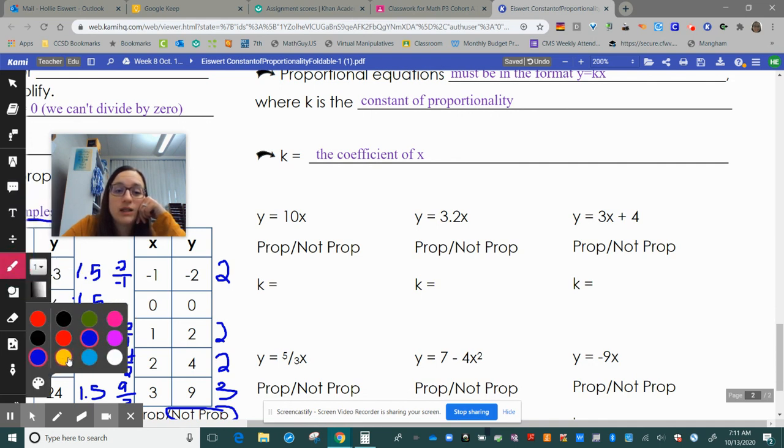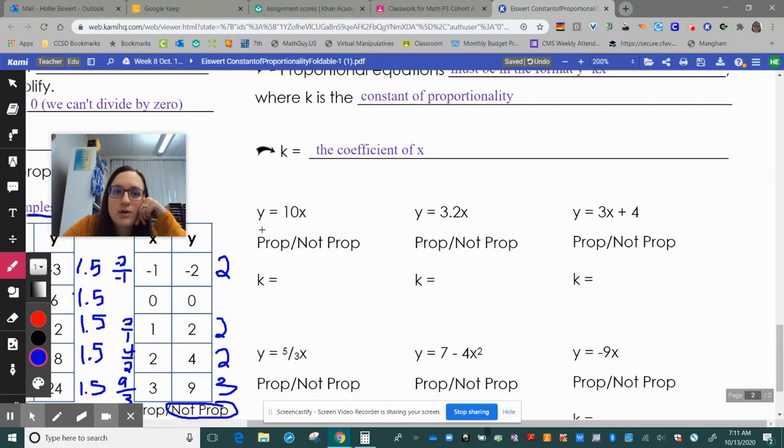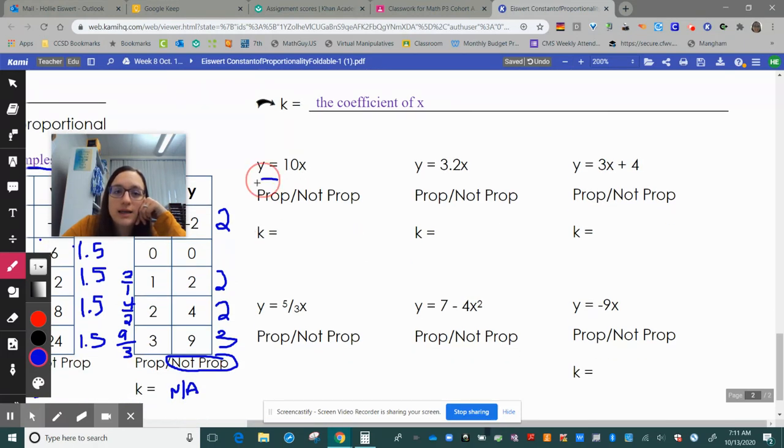So here we go. If we look here, is it in that form? y = kx. Yes, it is. It's in that form. It's proportional. So our k is right next to the x. It's 10. Easy. This one, oh look, y = kx, good. Circle proportional, and this is our constant of proportionality, 3.2.